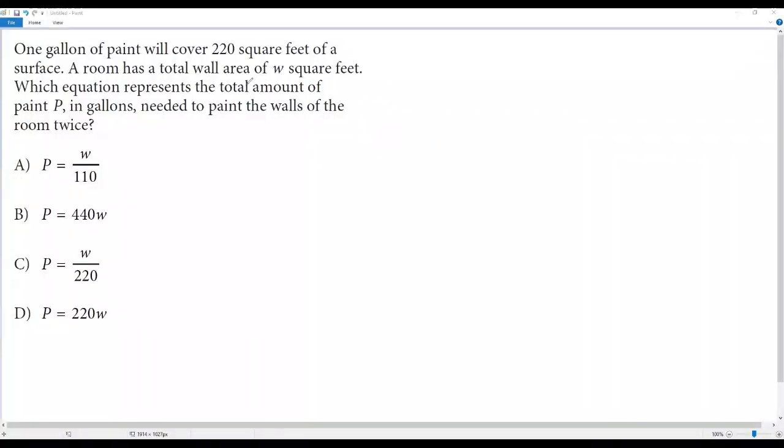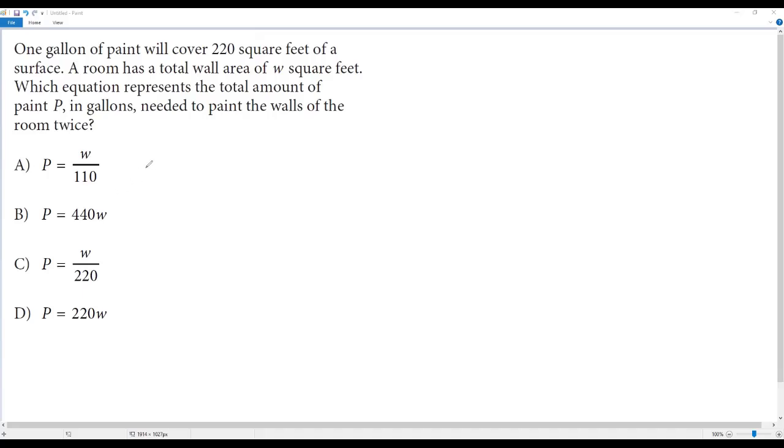Here we have a SAT math question. Okay, let's go to the question. 1 gallon of paint will cover 220 square feet of a surface. A room has a total wall area of W square feet. Which equation represents the total amount of paint P in gallons needed to paint the walls of the room twice?